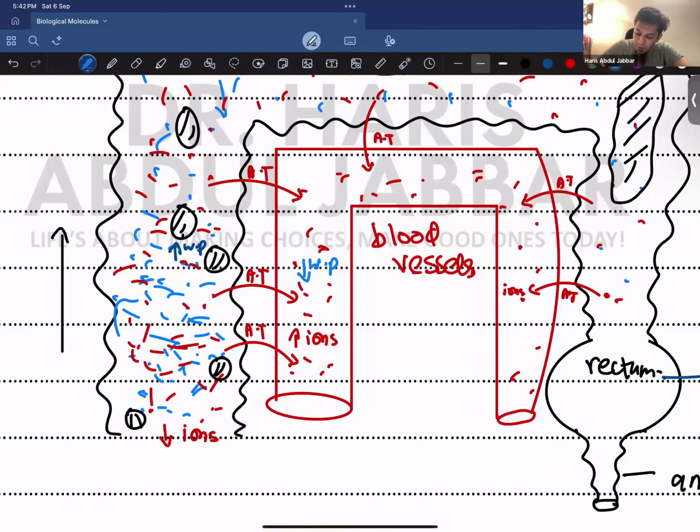So the water molecules are going to follow the mineral ions from the large intestine, from a region of higher water potential into the blood vessels towards a region of lower water potential by the process of osmosis, and obviously through the partially permeable membrane as well. ठीक है?